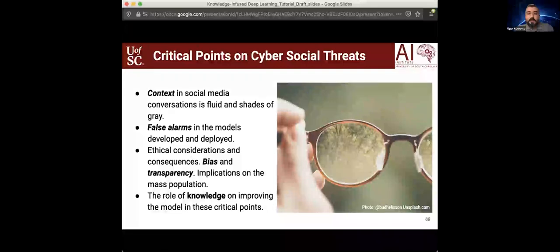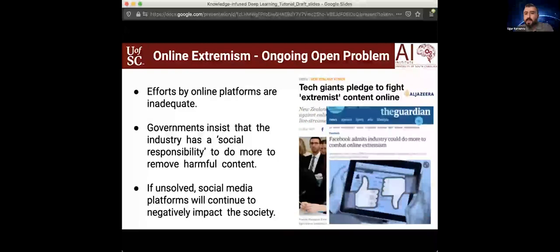So we are trying to use external knowledge to improve the models that we can use to address these critical points. I'm going to talk about a use case that we have been working on so far, online extremism, how we incorporate the external knowledge, and what we found: that we can actually address these issues to some extent by incorporating external knowledge.